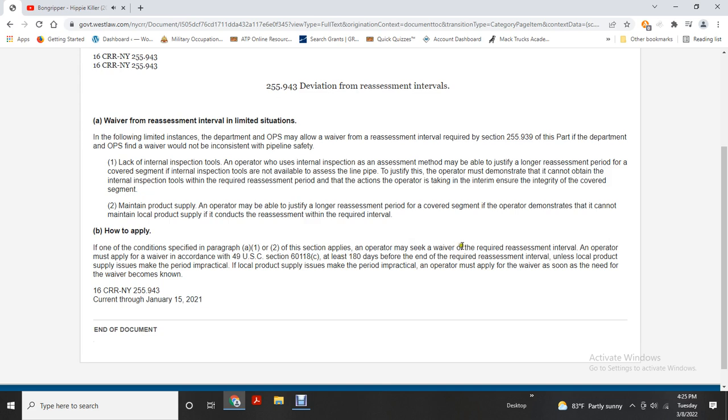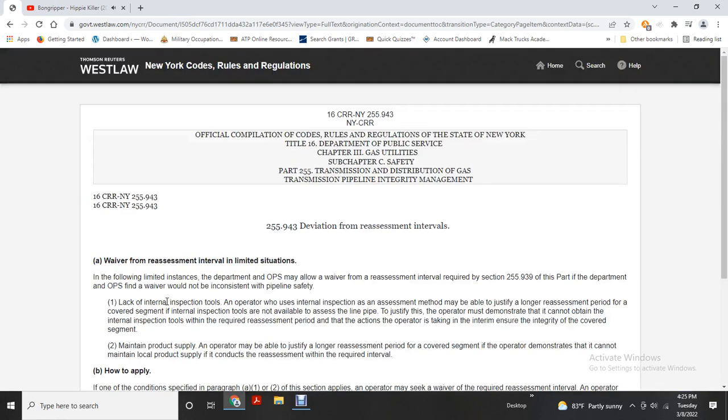60118(c) at least 180 days before the end of the required reassessment interval, unless local product supply issues make the periodic assessment impractical. The operator must apply for a waiver as soon as the need for the waiver becomes known. That was 943, deviation reassessment intervals.